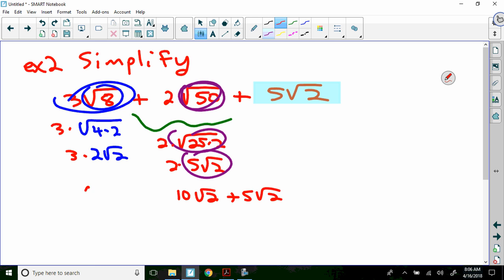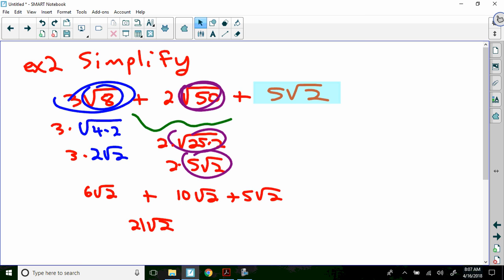So what's that front term going to look like? A 6 rad 2. So if we go ahead and combine all that, 6 bananas, 10 more bananas, and 5 more bananas, what do we end up with? 21 bananas. Notice it didn't become 21 oranges. It didn't become 21 fruit smoothies.